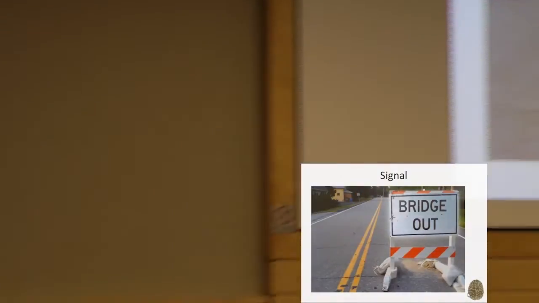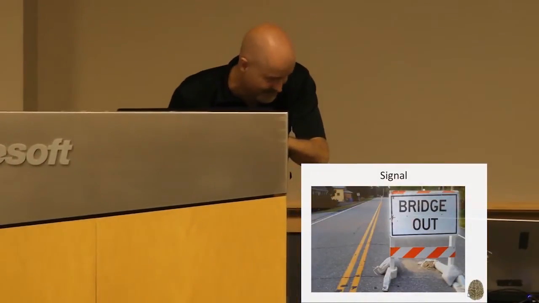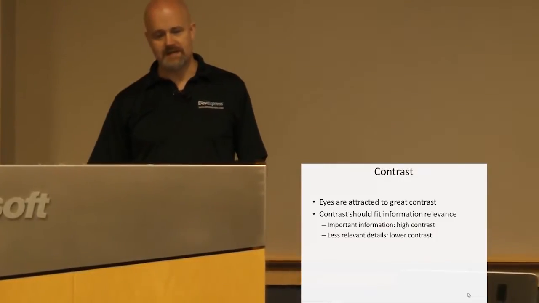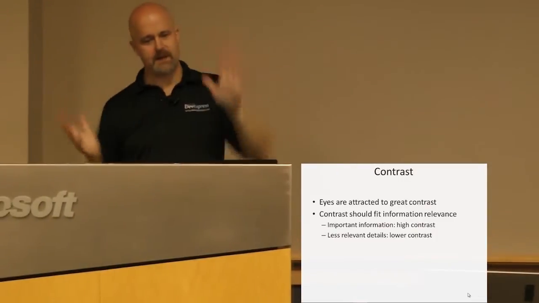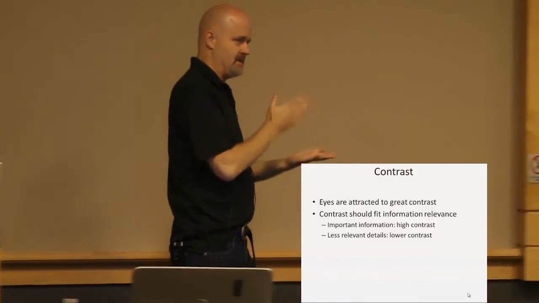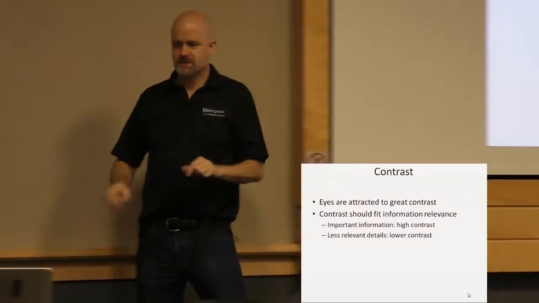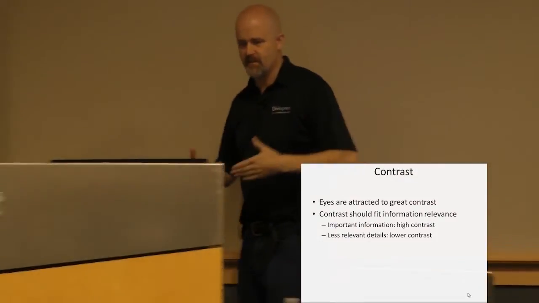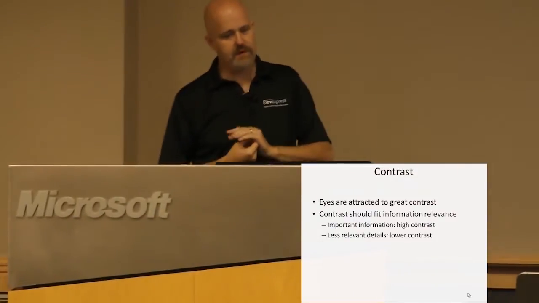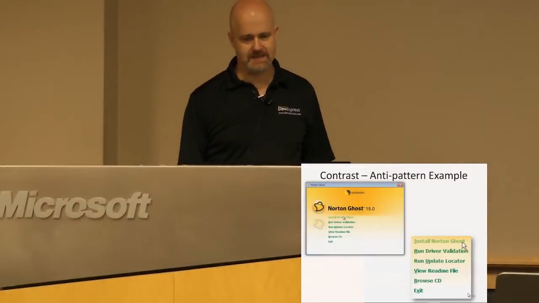Bridge out. Oh, you got my attention. Fewer words. I'm with you. Bridge is out. I'm not going there. Okay, contrast. Our eyes are attracted to great contrast. And we talked about information relevance before, right? We said everything on screen is information. Some is more important than others. So contrast should fit information relevance. That means important information should be high contrast and less relevant details should be lower contrast.